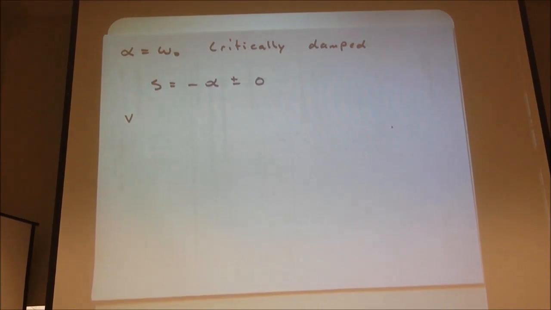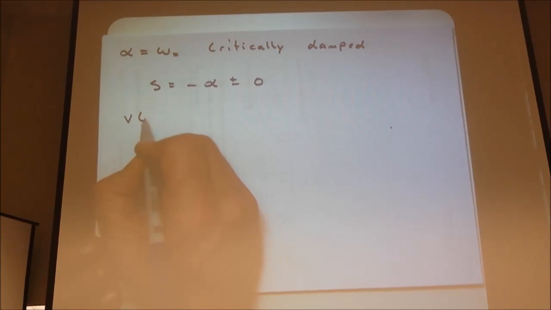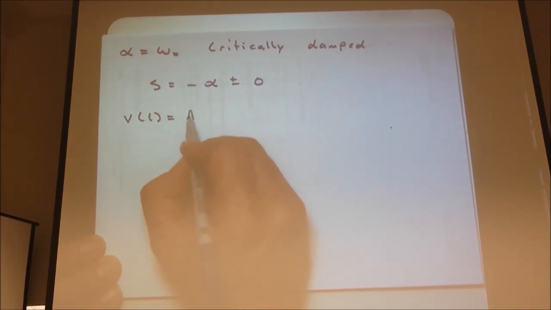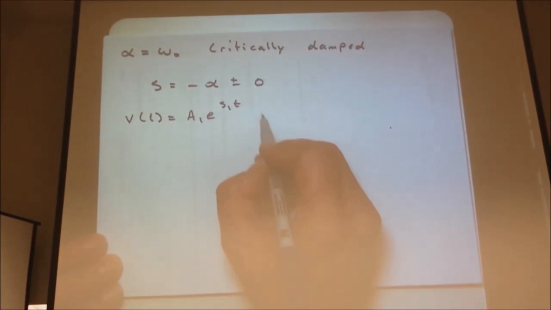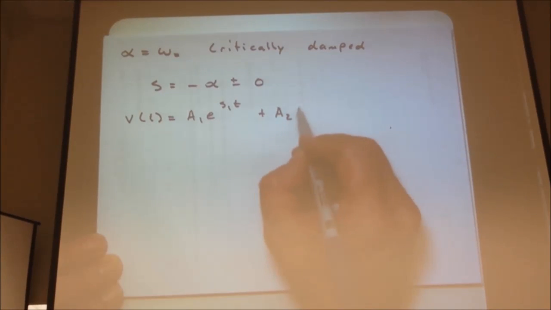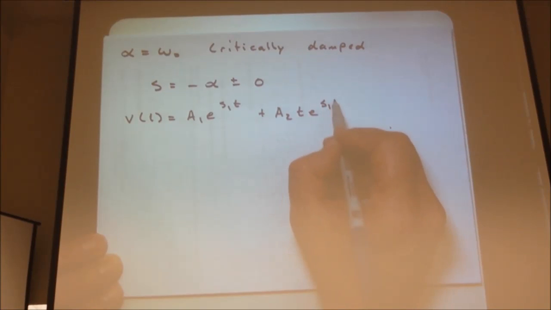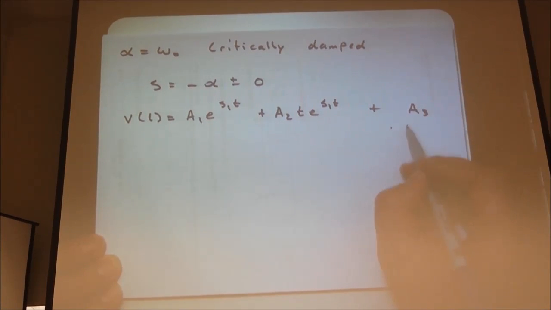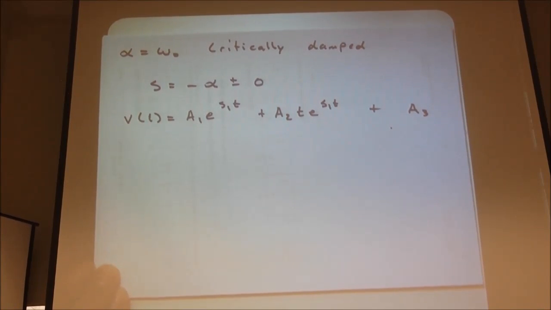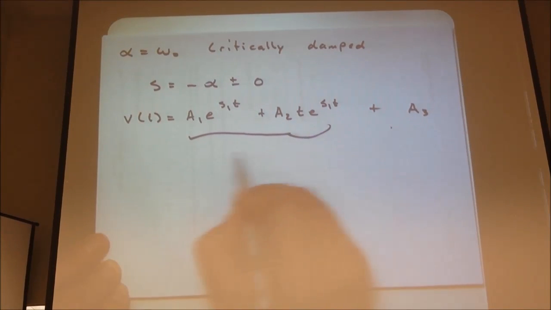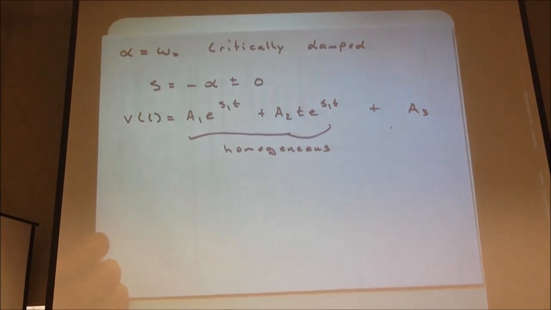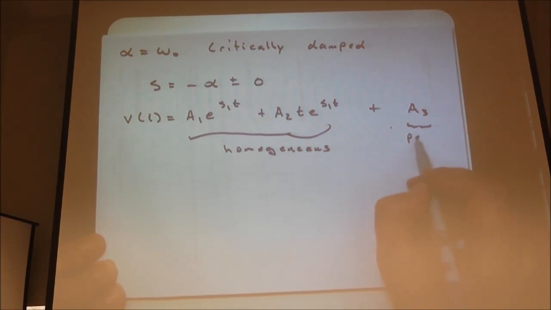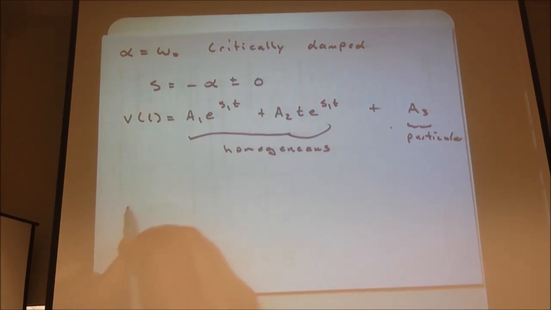Well, our voltage, and again, this could be current, this could be anything, is A1 e to the s1 t, which is minus alpha, plus A2 t e to the s1 t, plus A3. Here's our DC step function term. Here's our homogeneous expression, and here's our particular. This is a special case: alpha equals omega naught.